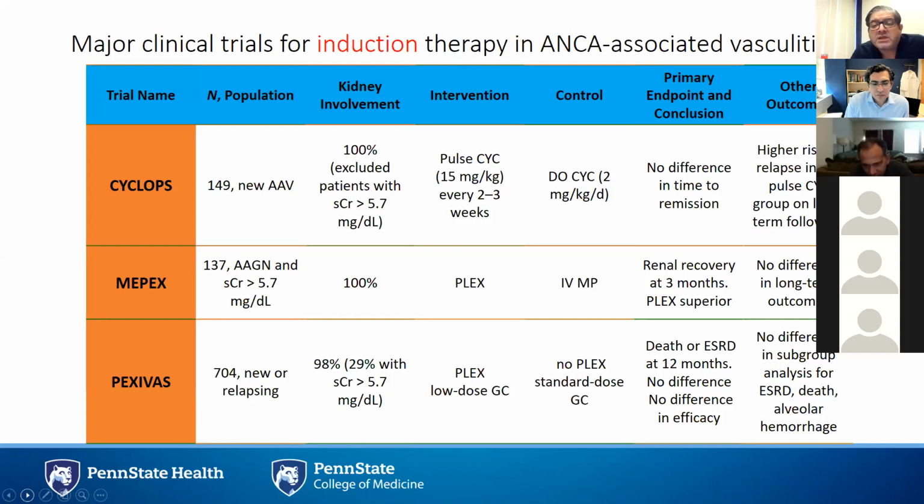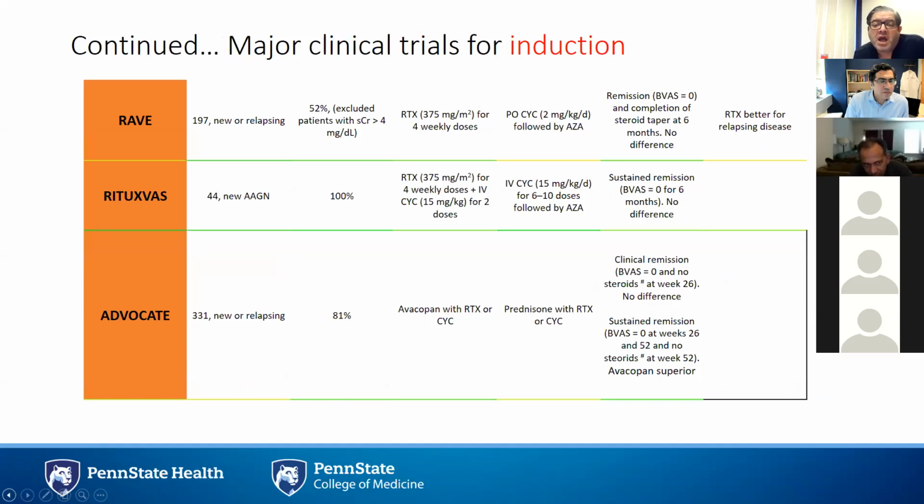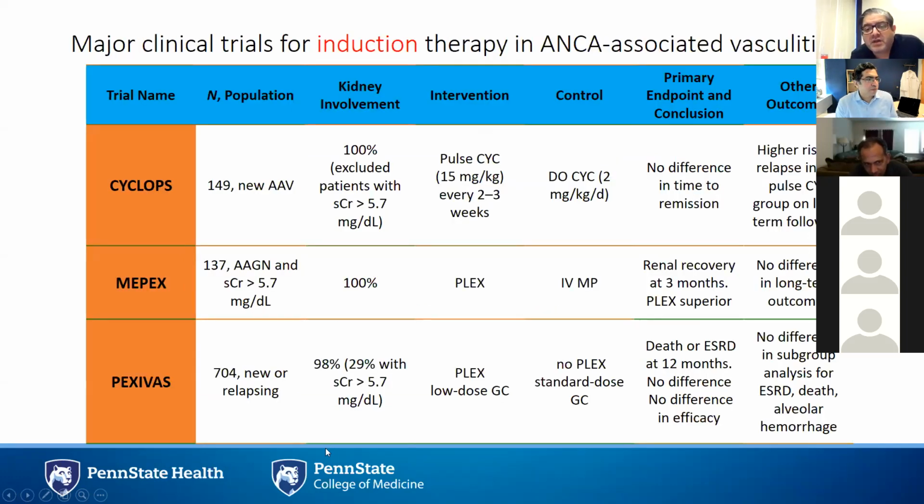So in PEXIVAS, there were 4 groups. I just pulled up my presentation, so I've got the groups in front of me. I'm not going to share this slide, I'll just tell you. There was pulse steroids. The groups received either rituximab or cyclophosphamide. And then the 4 groups were Plex, no Plex, full dose steroids, and low dose steroids. So everybody either got rituximab induction or cyclophosphamide induction.